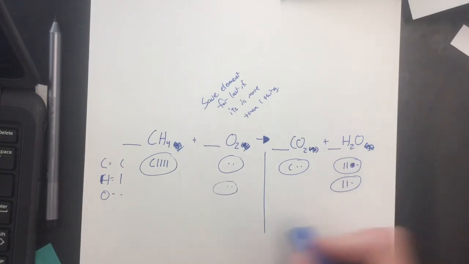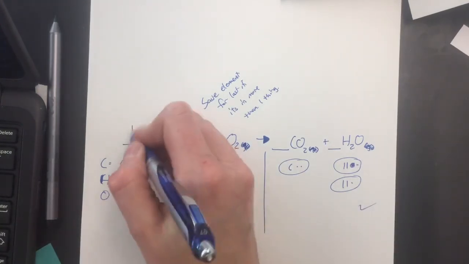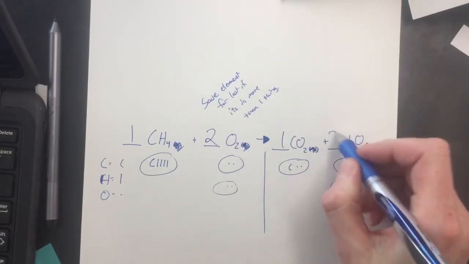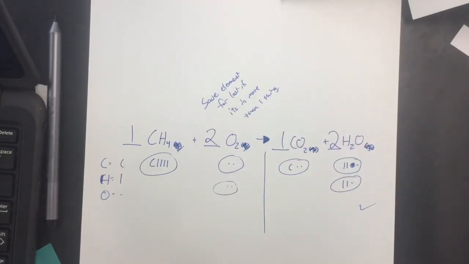So now I just have to count things up because everything's balanced now. So I got 1 of that thing, and 2 of that thing, and 1 of that thing, and 2 of that thing. So that's it. That's all there is to balancing.